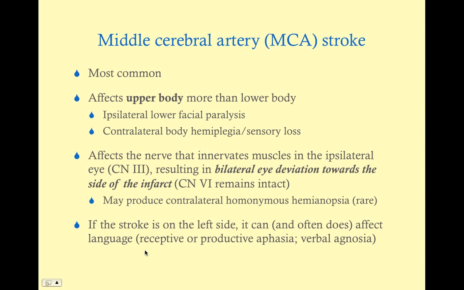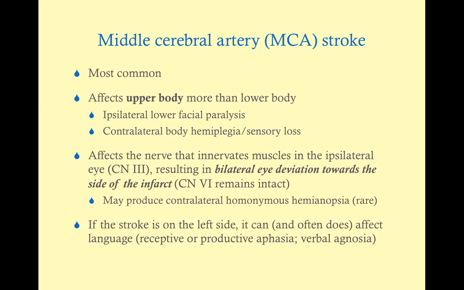Okay, so the middle cerebral artery. Middle cerebral artery stroke is the most common. It affects the upper body more than the lower body, and that just goes back to that homunculus. Remember, the middle cerebral artery is taking care of the lateral parts of the brain. The lateral part of the homunculus was the upper body. So it affects the upper body more than the lower body. It also causes some lower facial paralysis. Why? Because the lateral part of the homunculus takes care of the face. And so you can get a little bit of facial paralysis.